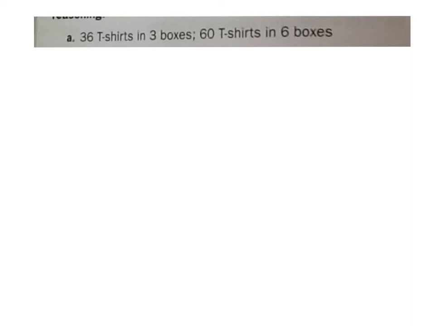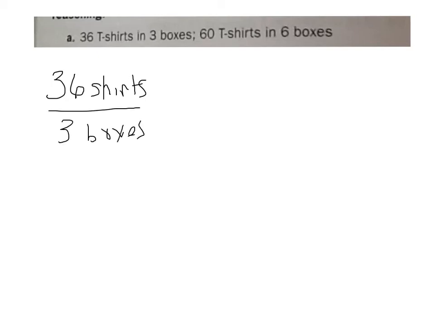So we are now given two ratios that we need to simplify down. So we're going to actually be calling these rates. So my rate is 36 t-shirts. I'm going to abbreviate with just shirts. In 3 boxes. And we want to see if that's equivalent to 60 t-shirts. And I'm going to write this down here. 60 t-shirts in 6 boxes.